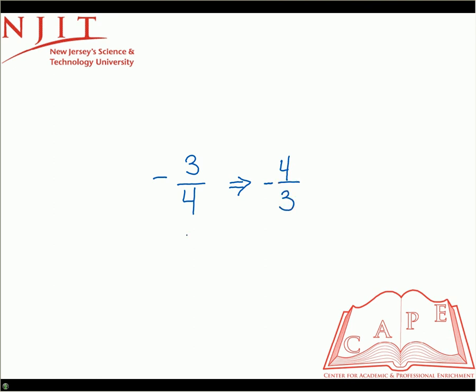And if you want to test it out, 3 over 4 times 4 over 3. The 3's cancel, so do the 4's, and everything becomes a 1, so it equals 1. And that's all reciprocals are. They're just simply the inverses, or flipping over the number to get the inverse.